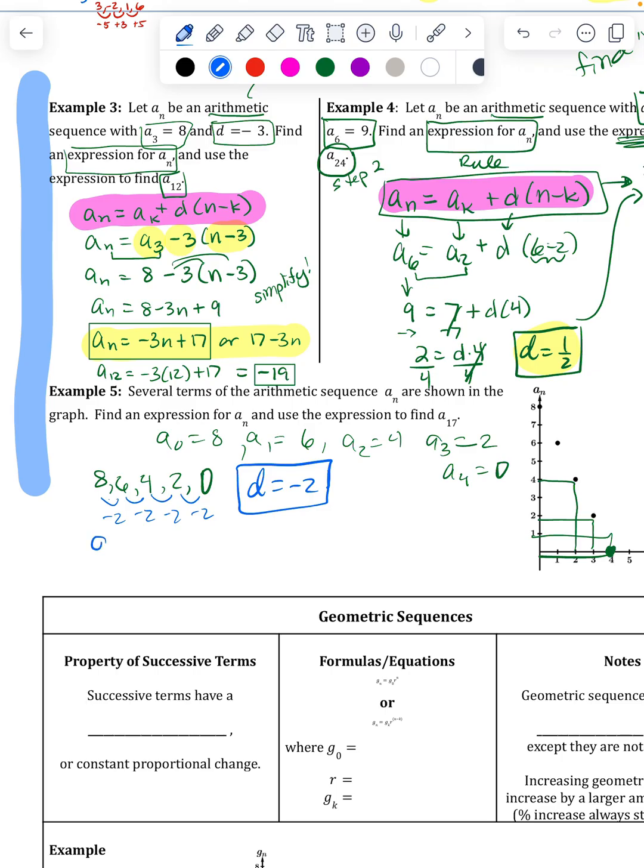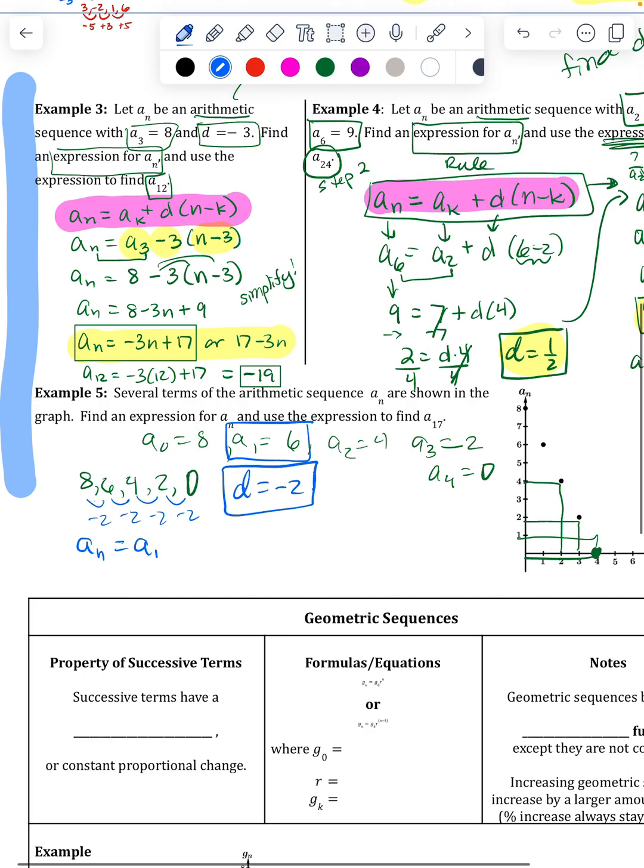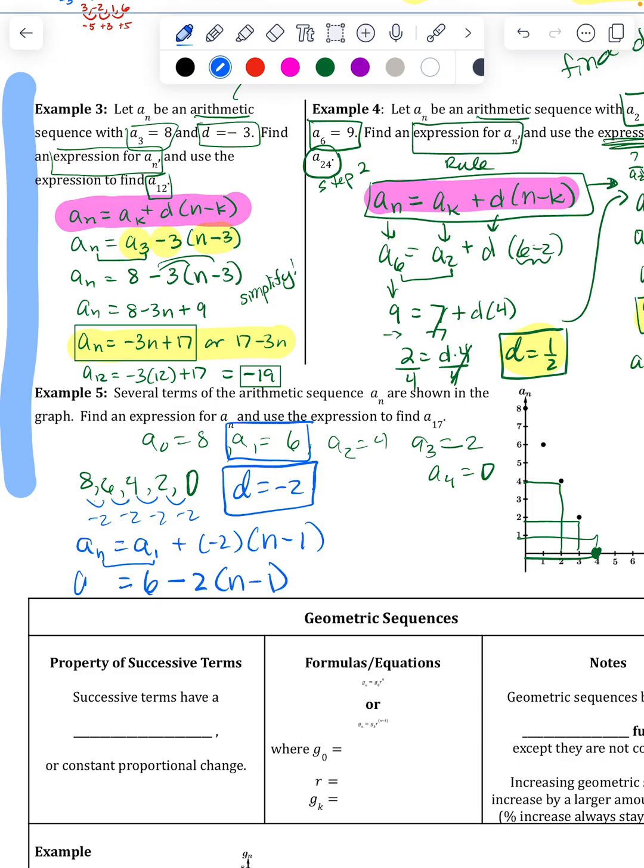So if I want to go ahead here and use that formula, I can start with my first term if I wanted to, a sub 1, and then I would be adding my common difference of negative 2 times n minus 1, because you're always finding the space between these two subscripts. So my first term, a sub 1, was a 6 minus 2 times n minus 1. So I'm going to go ahead and distribute that. So I'd have 6 minus 2n plus 2, and my final formula or expression is going to be negative 2n plus 8.